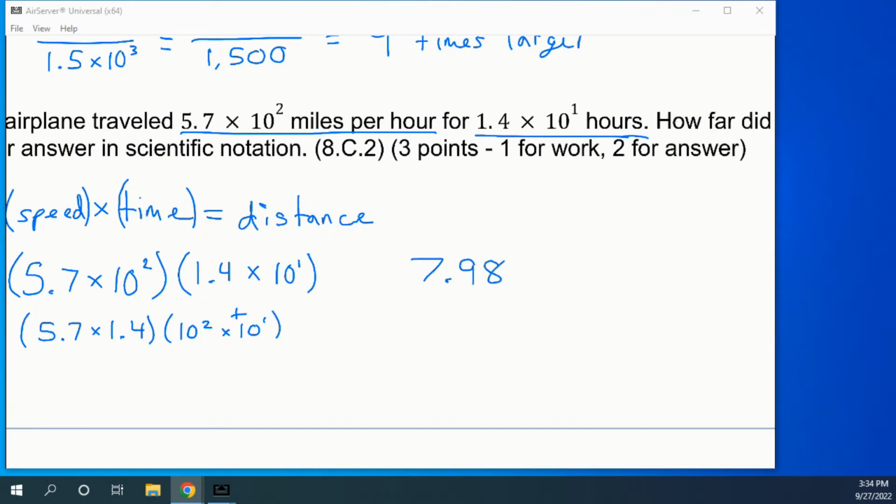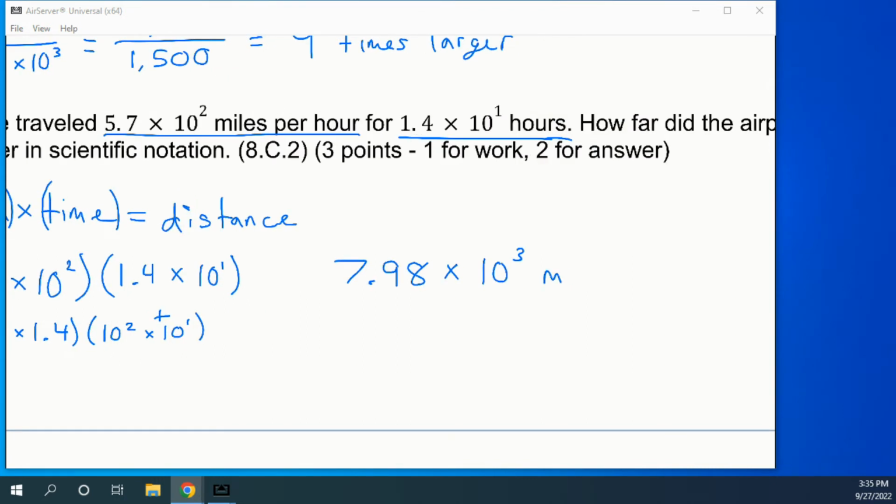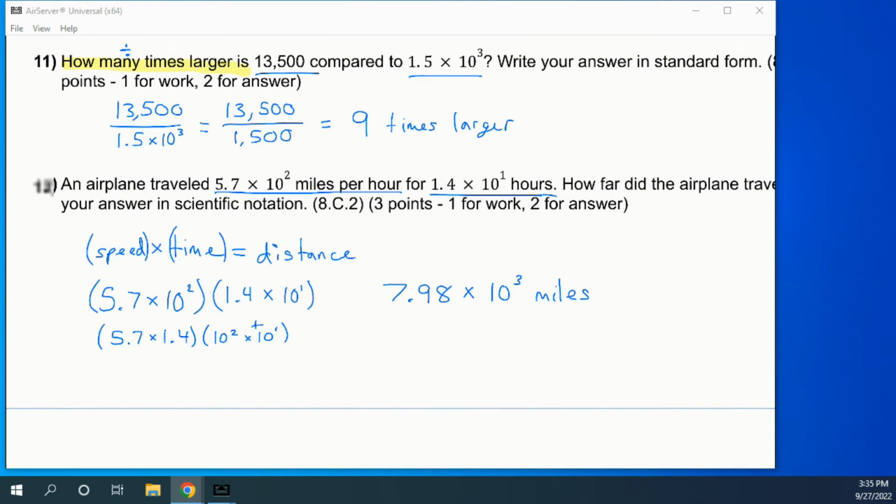7.98, which is between 1 and 10. That's good. Times 2 plus 1, which is 10 to the third power. And I would say this is going to be in miles because we're looking for a distance. And it wants us to write it in scientific notation, which I have done right there. Okay. There we go. That's the first page. Second page.